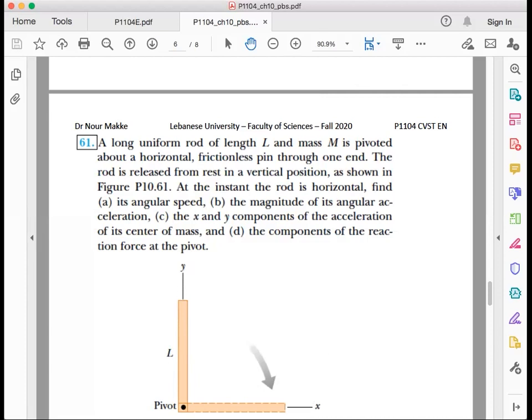At the instant the rod is horizontal, so along the x-axis, you have to find A, its angular speed, B, the magnitude of its angular acceleration. So you have to find omega, then you have to find alpha. And in part C, the x and y components of the acceleration of its center of mass. And in the last section, you have to find the components of the reaction force at the pivot. So we have to find omega, alpha, ax, ay of the center of mass, as well as the components of the reaction force Rx and Ry.